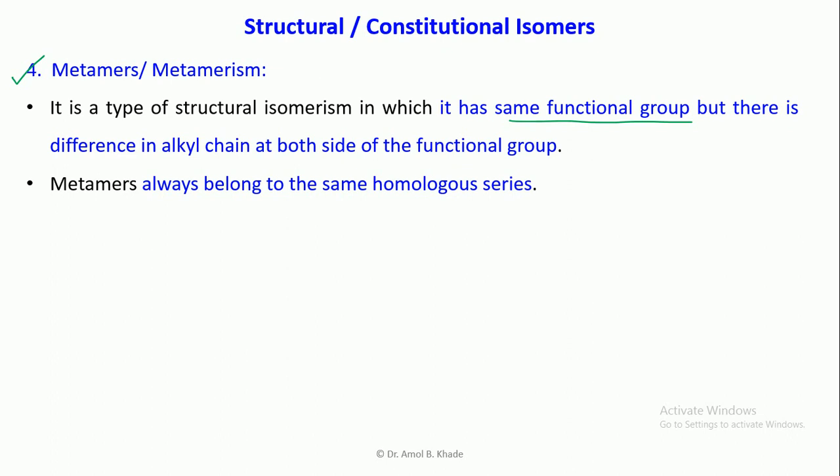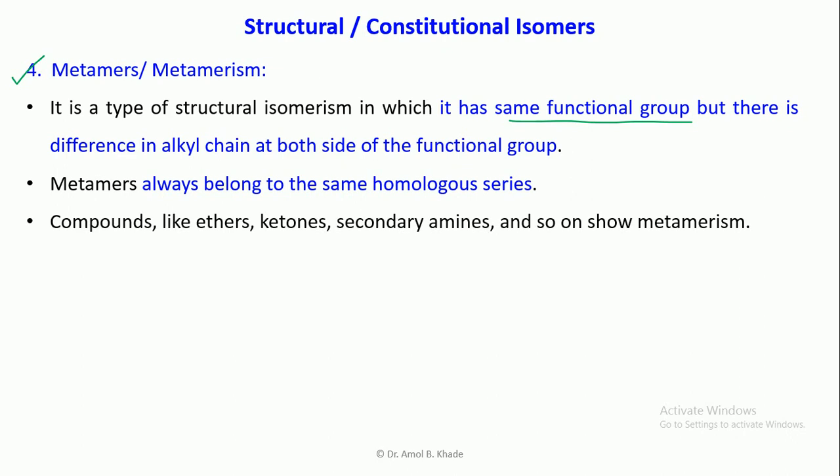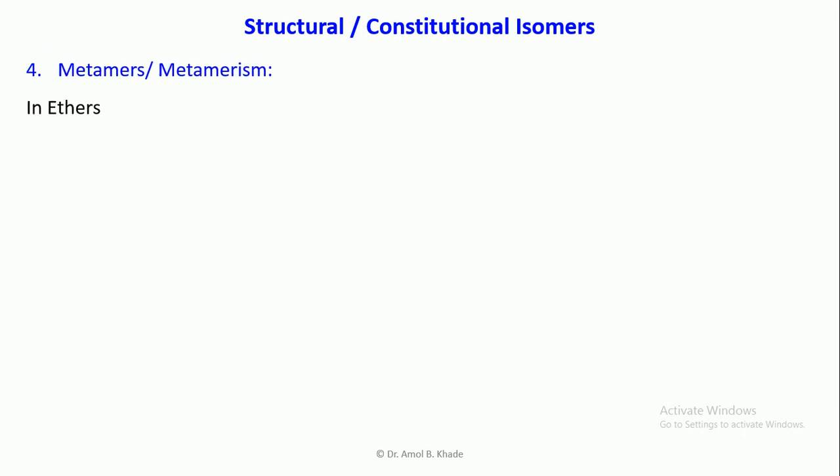So these metamers always belong to the same homologous series. Compounds like ethers, ketones, secondary amines, even tertiary amines, will show metamerism. Only primary amine cannot show metamerism. So we'll see first the metamers in ethers. You know what ethers are.